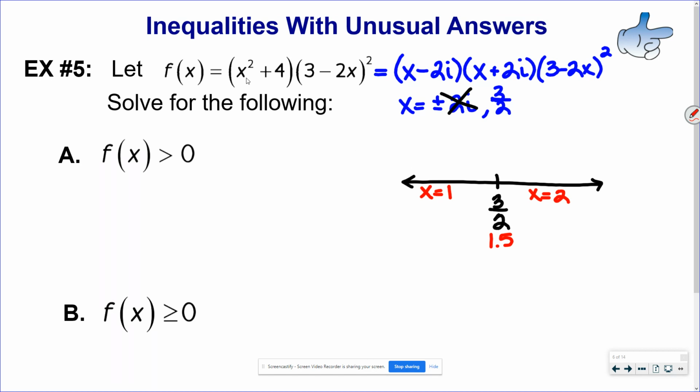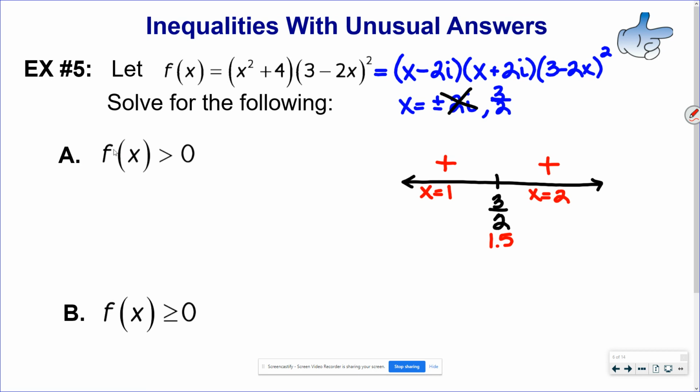So if I plug in 1, I would get 5 times 1 squared. So this is a positive number. Oops, wrong side. Positive number. If we plug in 2, we get, let's see, positive number would be 8. And then over here, 3 minus 4 would be negative 1 squared. Okay, it's another positive number, which is interesting.